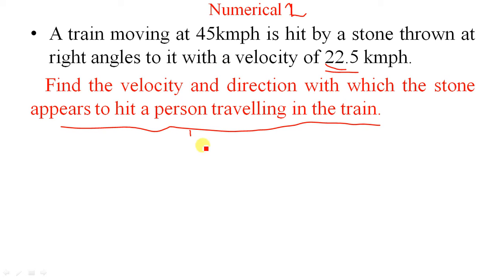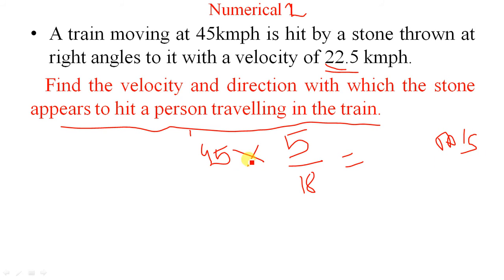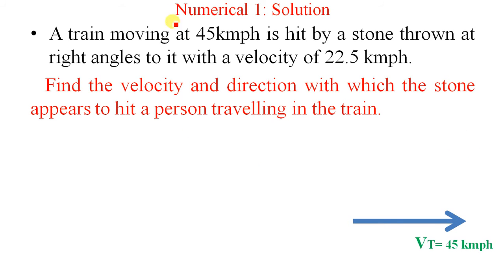So the velocity of the person is also 45 kmph. Multiply by 5 by 18 and it will give you the velocity of that person in meters per second. Let's begin the solution.